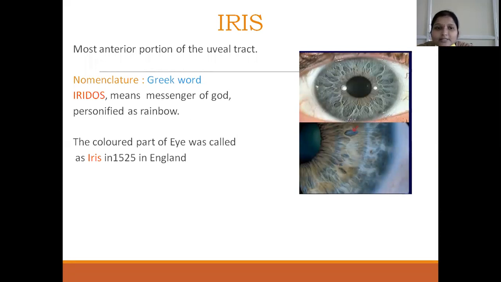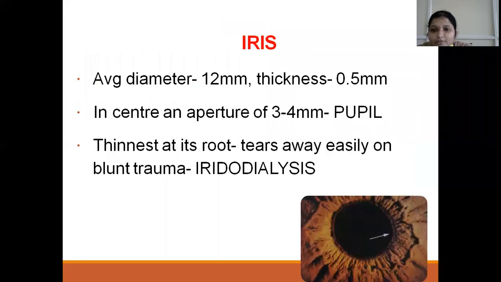The word iris is a Greek word, Iridos, which means messenger of the gods. She is personified as the rainbow. As the iris is the only colored part of the eye, this word is derived from iridos and it was coined in 1525 in England. So the iris is similar to the circular diaphragm of a camera with a central aperture called the pupil. So this is the pupil, the circular aperture, and this brown one is the iris.